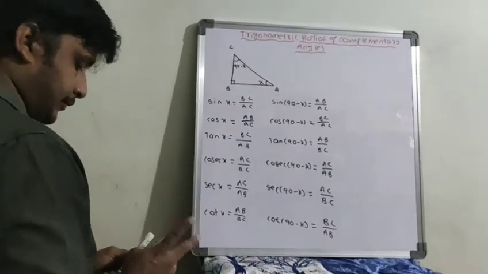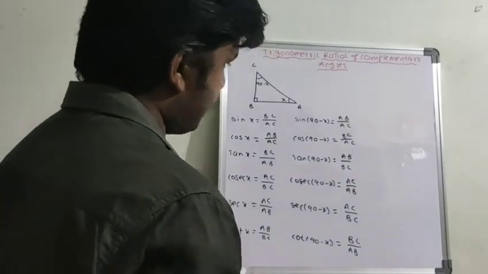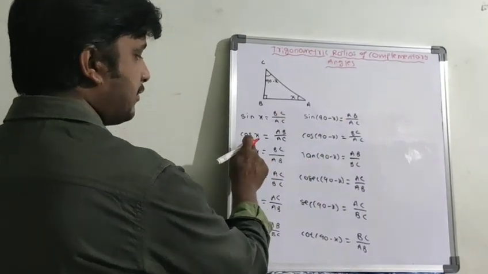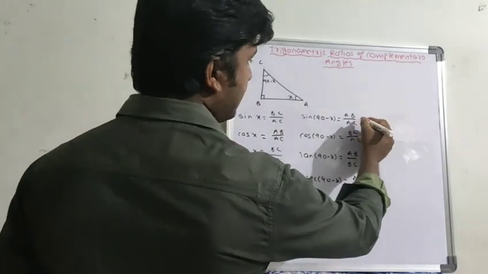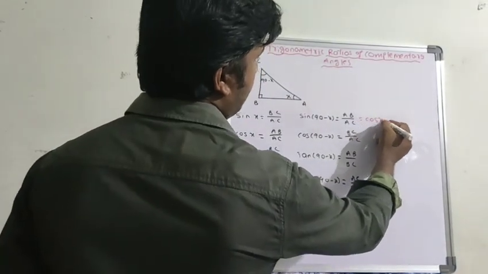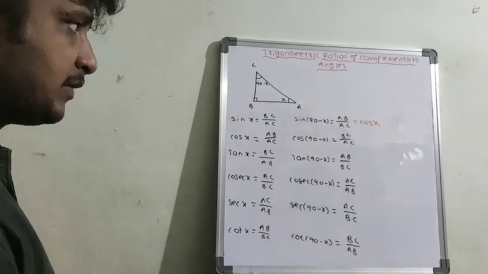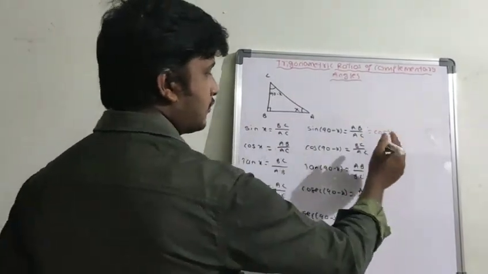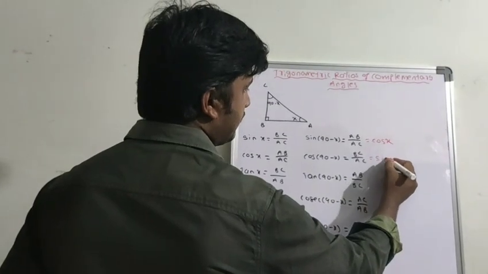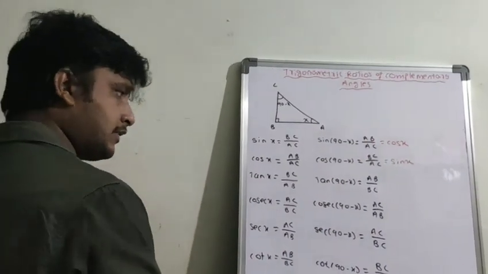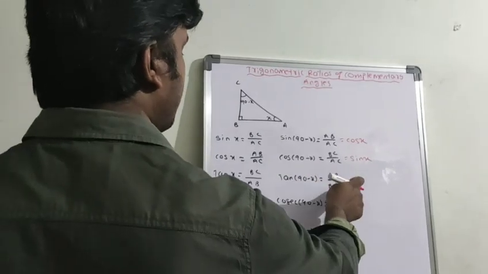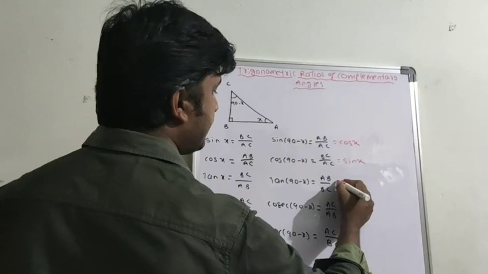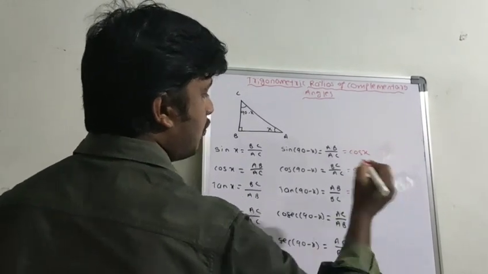So coming to here, if you observe, sin 90 minus x equal to AB by AC. What is the value of AB by AC here? Cos x. So sin 90 minus x equal to cos x, isn't it? Similarly, cos 90 minus x is BC by AC. BC by AC value how much here? Sin x. So cos 90 minus x equal to sin x. Similarly, tan 90 minus x equal to AB by BC. Here AB by BC value is cot x. So tan 90 minus x equal to cot x.